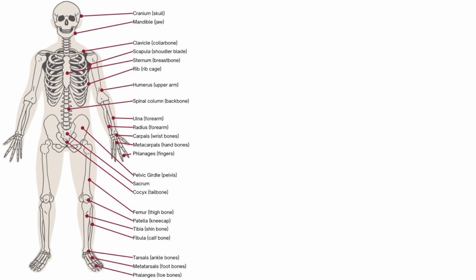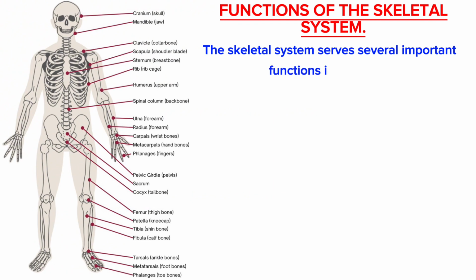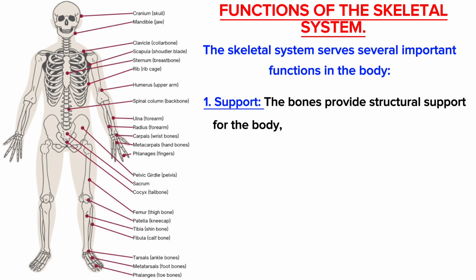Next, we move to the functions of the skeletal system. The skeletal system serves several important functions in the body. So these are the functions of the skeletal system as a whole, the bones and everything. So the first one is support. The bones provide structural support for the body, maintaining its shape and form. So that is the first one.